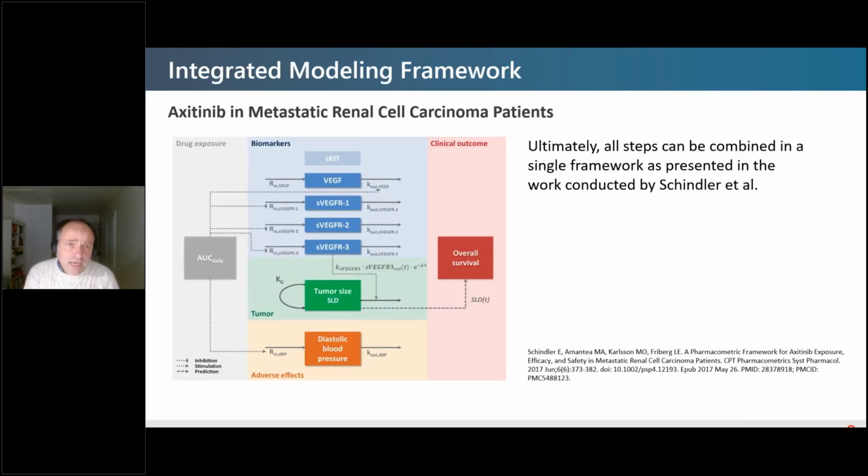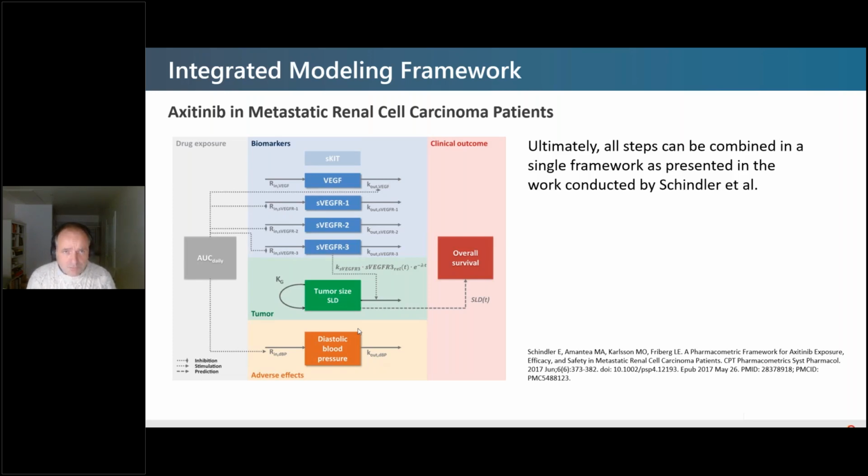So to conclude, I would like to summarize by showing a nice example that was developed by Emily Schindler in the group of Uppsala University, where they did a complete framework to look at the effect of axitinib in metastatic renal cell carcinoma patients. They had a big database and managed to relate the drug exposures of axitinib with the biomarkers. Then they related biomarkers to tumor size and ultimately to the overall survival. So they had a nice relationship for efficacy, like we described during this seminar. And in parallel, they also managed to get the adverse effect relationship.